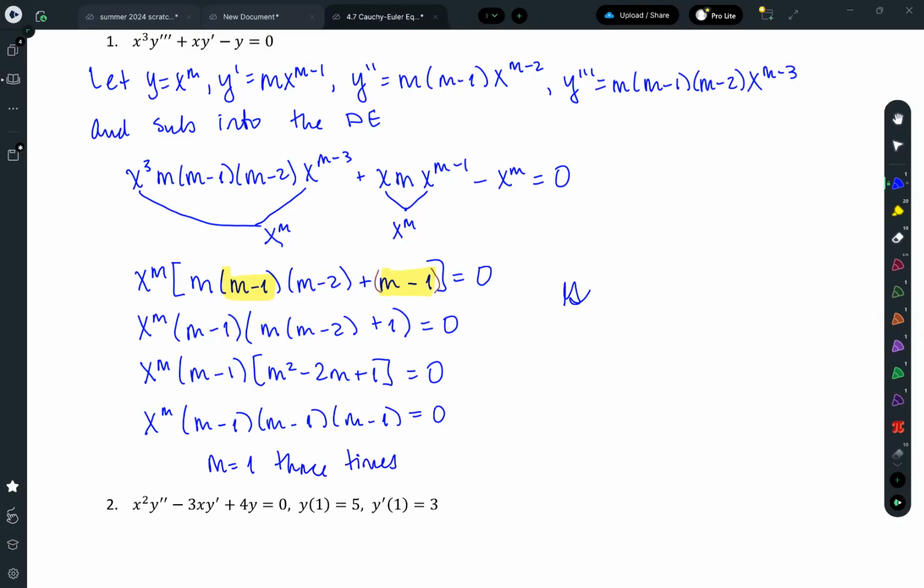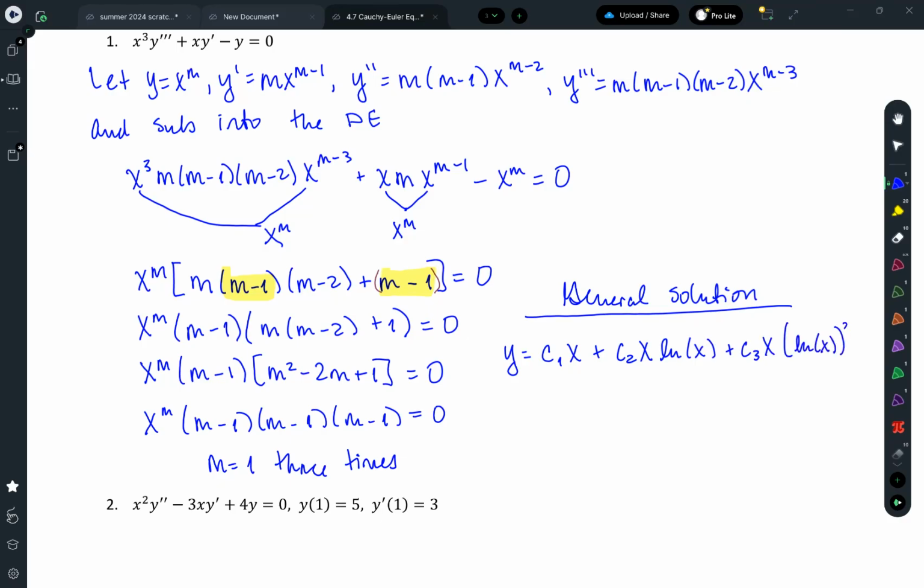And so that means when we form the general solution, we're going to see that same thing showing up 3 times. We have y is equal to c1 x to the 1, which I'll just write as x, plus c2 x to the 1. But since that's a repeat, we're going to write times ln of x, and then plus c3 x to the 1. But now it's a second repeat, so we're going to multiply by ln of x all squared. And that is the general solution for that one.